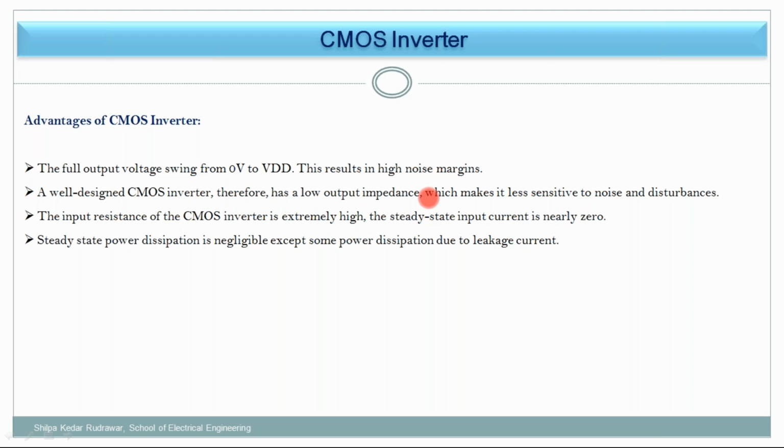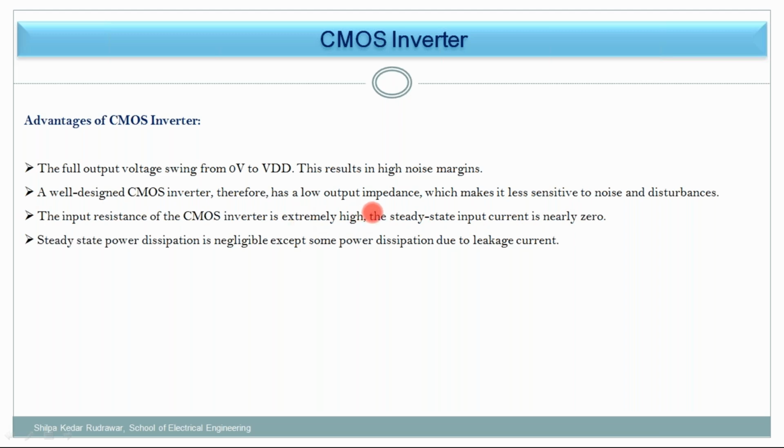A circuit should always have high input impedance so that it consumes less, and low output impedance so that it is less sensitive to noise and disturbances. So both of these things we have in a CMOS structure. The input resistance of CMOS inverters is extremely high. I told you, the SiO2 layer is there, and that's why the input resistance of the MOSFET is very, very high, and steady state input current is nearly zero.